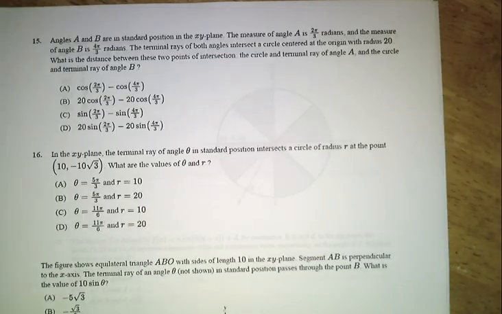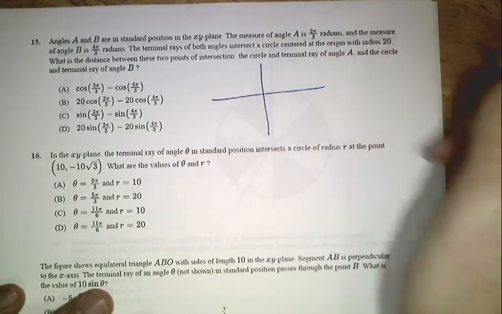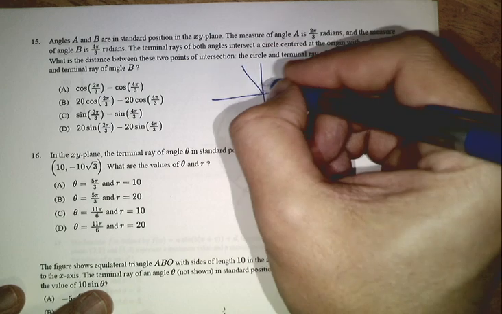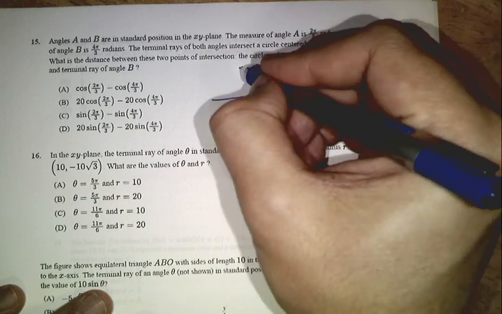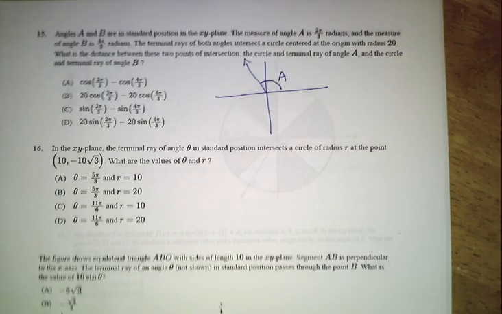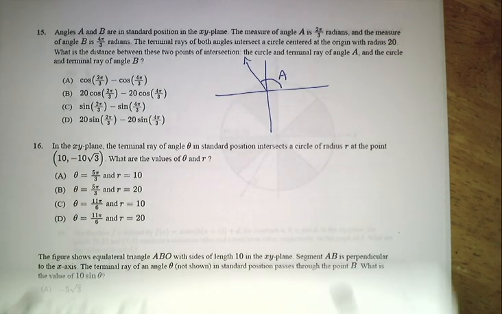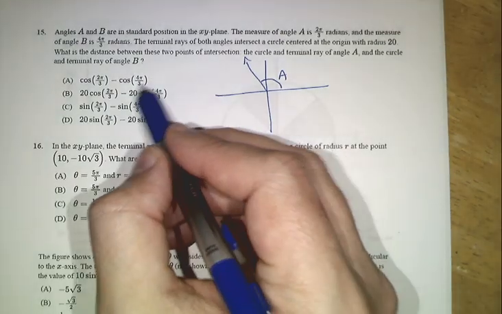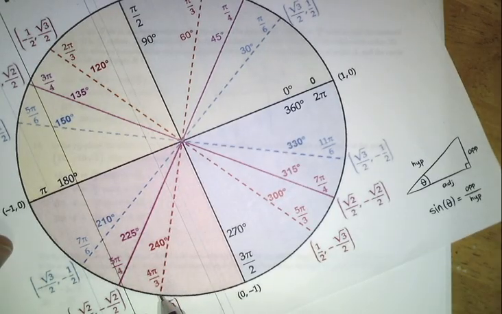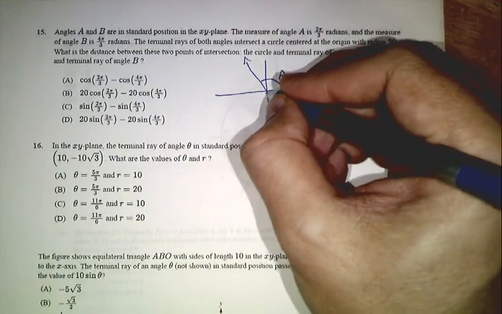Okay, 15. Angles A and B are in standard position on the XY plane. We have angle A is 2 pi over 3. So 2 pi over 3 is somewhere right here, so we'll call that angle A. And the measure of angle B is 4 pi over 3. So 4 pi over 3, if you can't mentally picture that, check the unit circle. Anything over 3 is going to be a fancy spot on the unit circle. 4 pi over 3 is right down here. So we should have a spot right there.